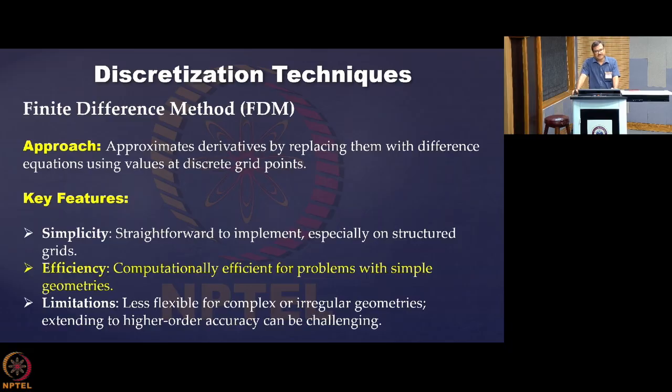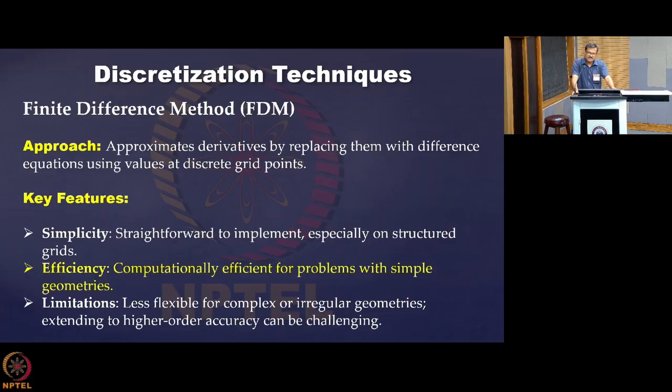So the first one is the finite difference method. The approach is to approximate derivatives, replacing them with difference equations using values at discretized grid points. So one term you are now encountering here is grid points. So what are these grids? Anyway, you are discretizing, that is, you are not solving the equation in a continuous fashion. What you are doing is calculating the values at discrete points, and if you need some values at some intermediate points, then you need to go for some interpolation scheme.